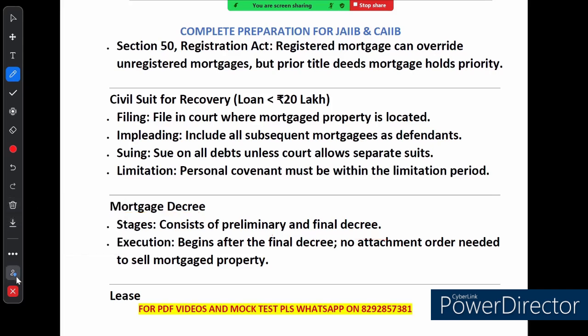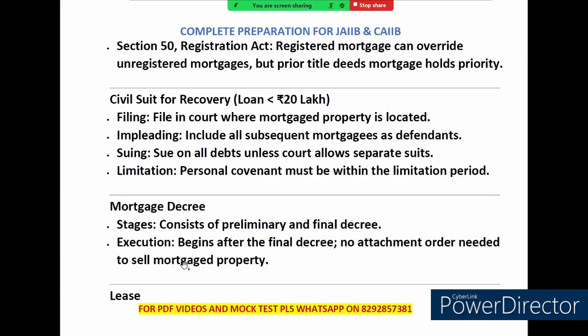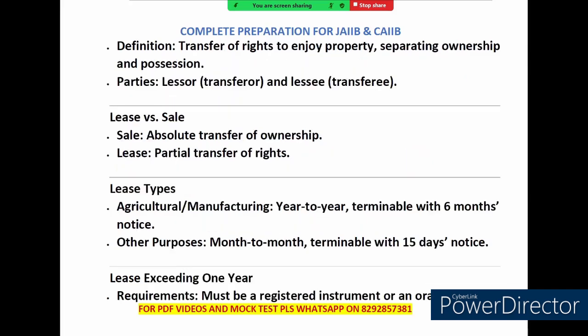See, a lease is when the right to use and enjoy a property is transferred, but the ownership remains with the original owner. There are two parties in the lease, the lessor and lessee. Lessor is the person transferring the right, and lessee is the person receiving those rights. There is a difference between lease and sale. Sale means complete transfer of ownership. Lease means only transfer of some right, like the right to use the property.